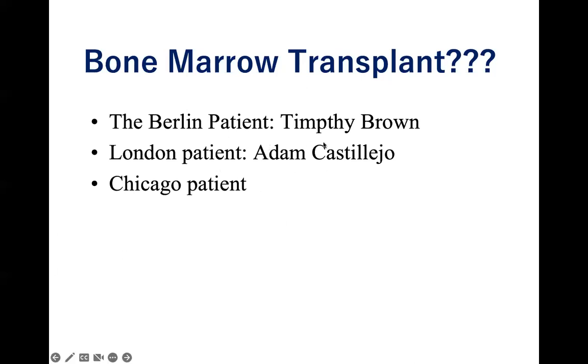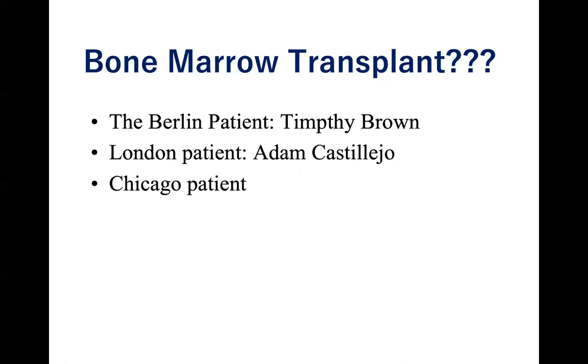But that's a very invasive procedure, fairly harsh. And therefore, these people only received that bone marrow transplant because they needed it to treat various kinds of cancer, either leukemia or lymphomas, that are usually treated by ablating the immune system and replacing it with a new bone marrow in a bone marrow transplant.